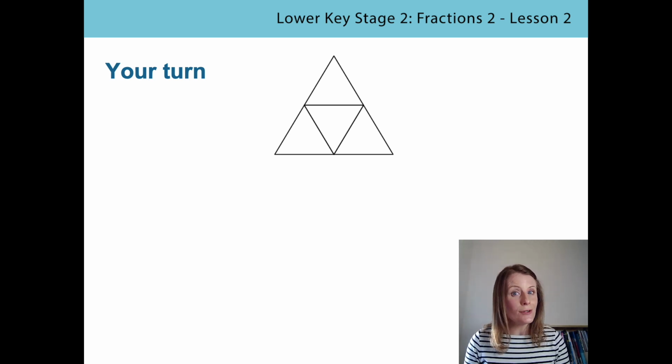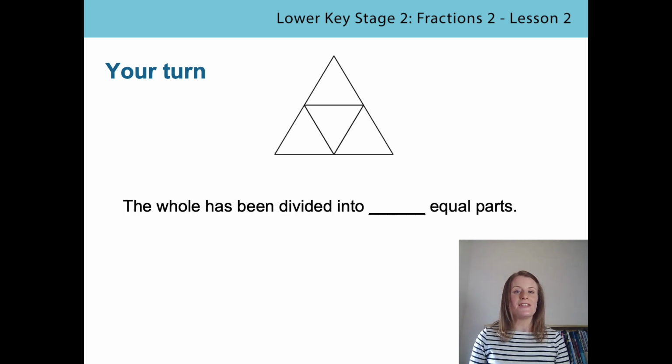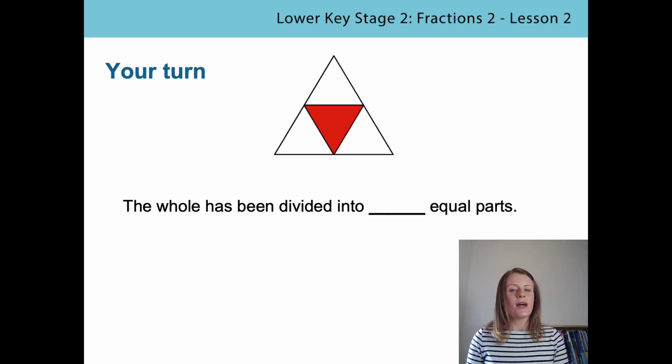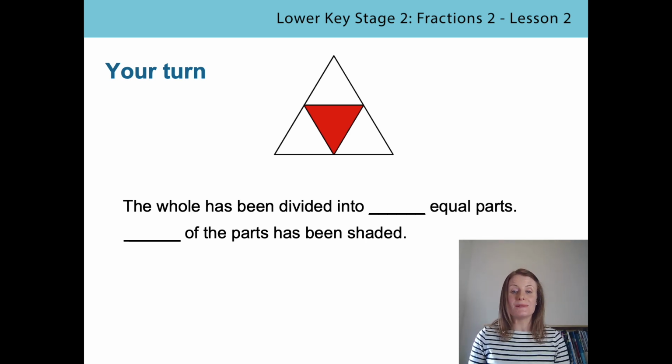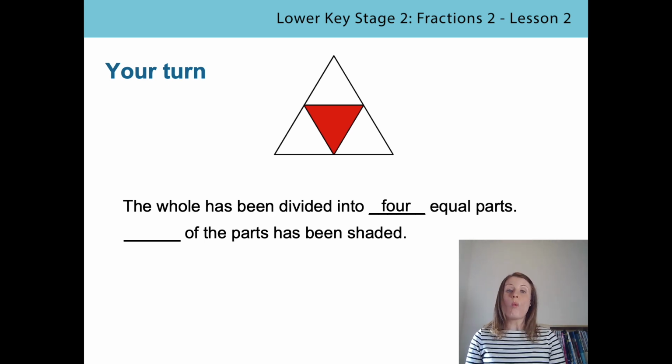Okay, now look what I've done. I've given it to you. Did you get it right? Now I'm going to shade part of my whole. Can you remember my second sentence? You said. Did you get it? Here it is. Let's say them both together. The whole has been divided into 4 equal parts. One of the parts has been shaded.